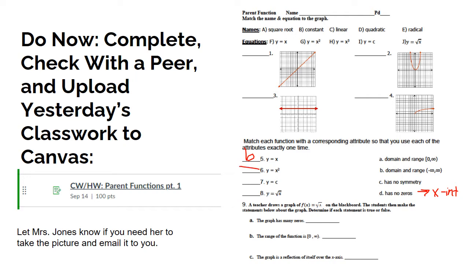On C, the constant function, the domain and range isn't from negative infinity to infinity. It has no zeros, which is the only one that applies. And then y equals the square root of x. Domain and range are 0 to infinity, and it has no symmetry. So it should have been A and C. Okay, so I just wanted to go over that little piece with y'all before we jump in.